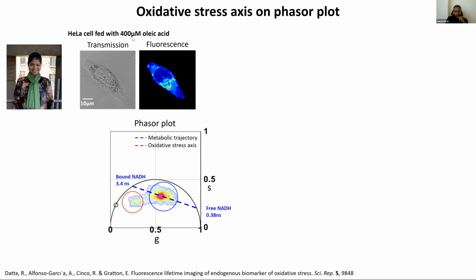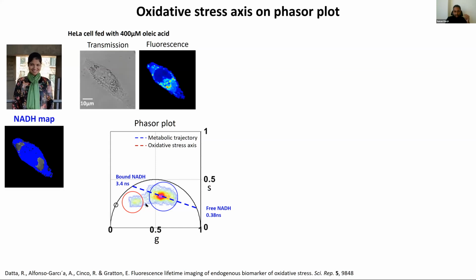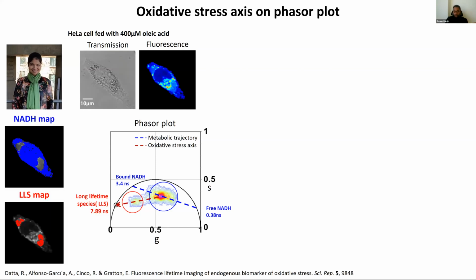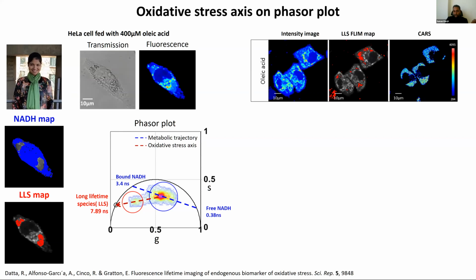And she was looking at oleic acid fed cells, and what she saw is if you add oleic acid, you see a secondary behavior and you can map it out. They're coming at different places. And she did other imaging techniques to correlate this.